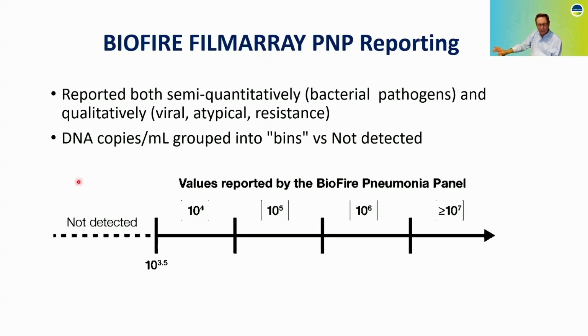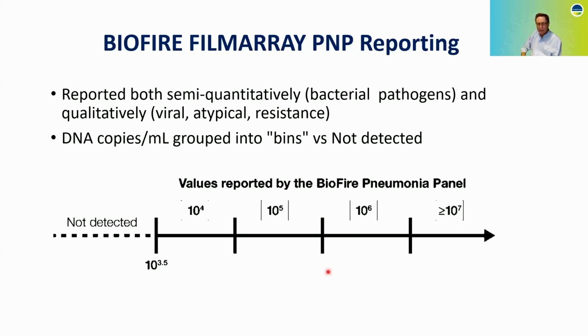Remember, it's only for the bacteria that this panel does semi-quantitation. And you'll see these bins. We're talking about copies per ml. Remember, not colony-forming units per ml, but copies per ml. And as you'll see in a minute, how it correlates with the true bacterial load. The minimal detection is 10 to the 3.5, up to greater than 10 to the 7th.